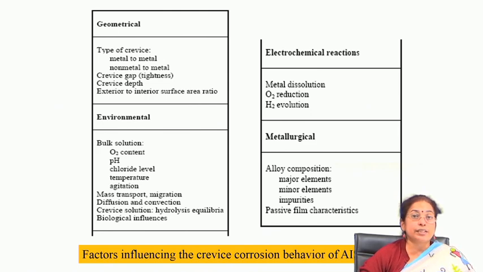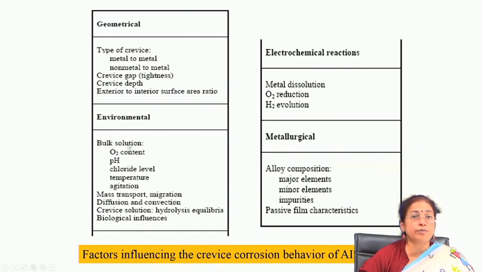Then the exterior to interior surface area ratio basically controls this; this is the basic principle of combating galvanic corrosion. The higher the ratio of the anode to cathode, naturally the lower will be the crevice attack, but the smaller the anode to cathode ratio, the higher will be the crevice attack.